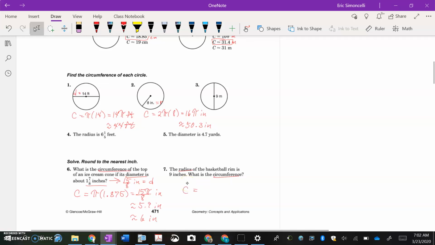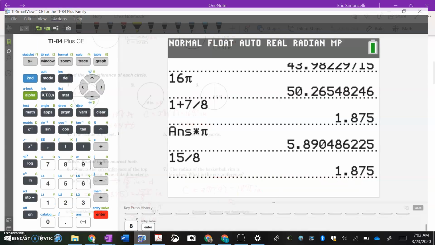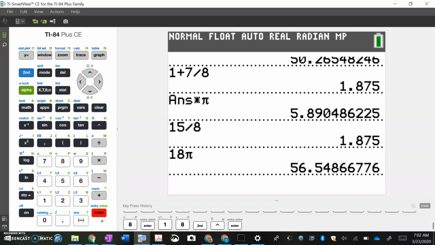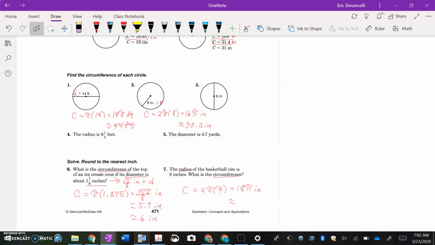So circumference equals 2 pi times r, which ends up being 18 pi. That is a good final answer, I would argue, if in fact they didn't say leave your answer in terms of pi. But in this case, they want it to the nearest inch, so we'll go ahead and do that, simply multiplying 18 times pi, which is 56.5. And again, I'm going to round that up to 57. This concludes our notes for section 11.5.